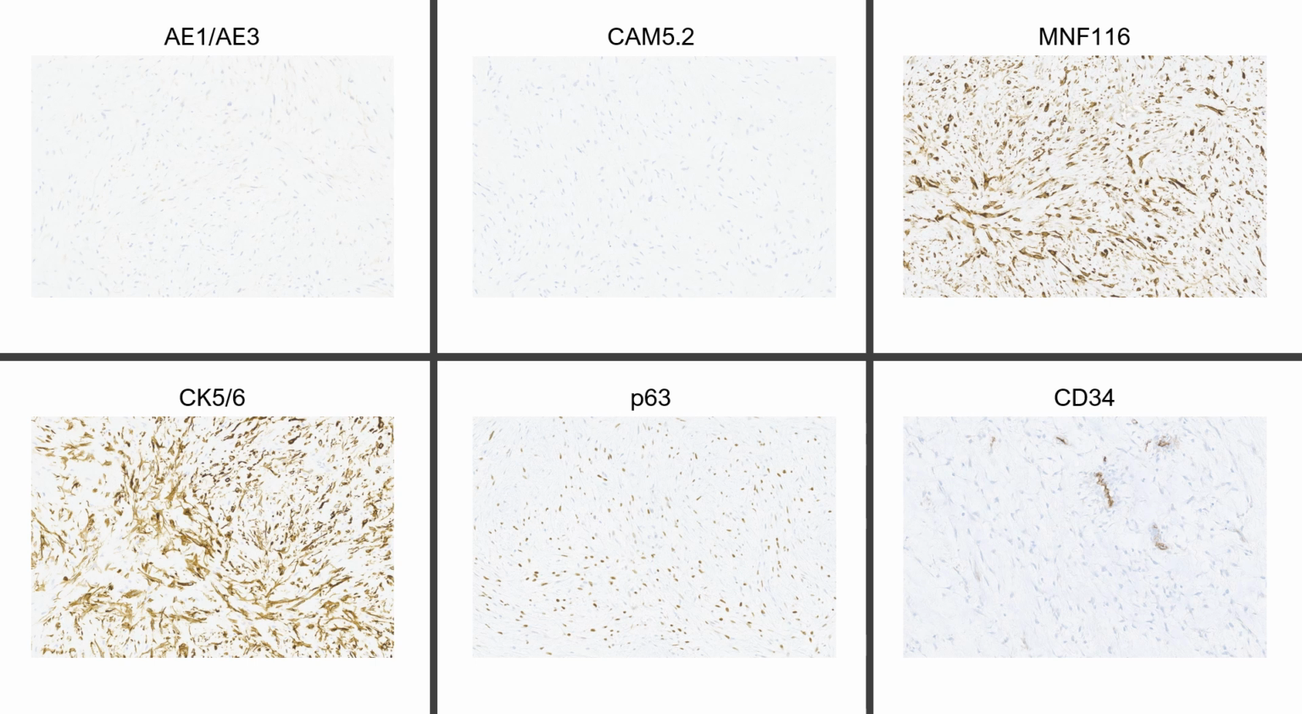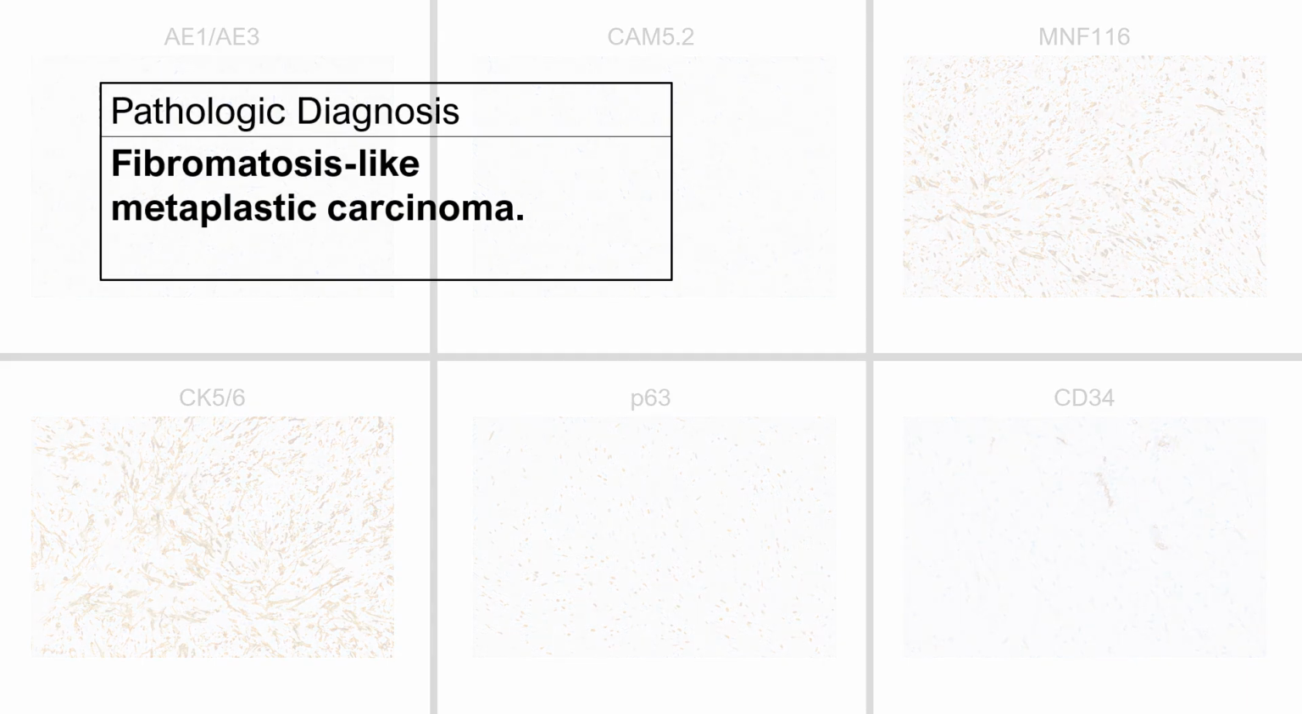We can see that the tumor cells, though negative for AE1/AE3 and CAM5.2, show diffuse staining for MNF116 and CK5/6, as well as for P63. CD34 was negative in this case. These findings confirm the diagnosis of fibromatosis-like metaplastic carcinoma.